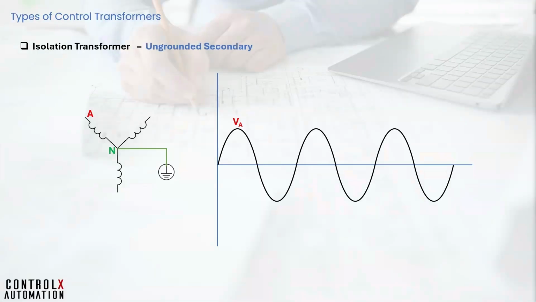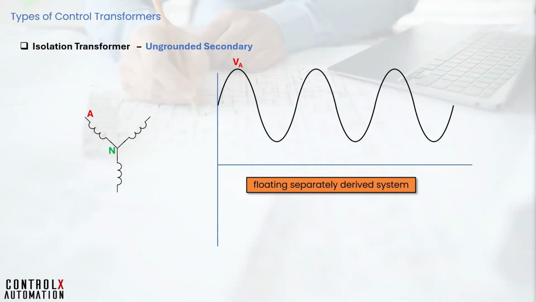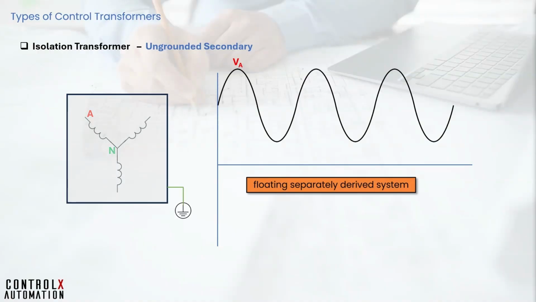On the other hand, we can get an ungrounded system by removing the secondary ground connection from the neutral on a Y secondary. This results in a floating output that is not referenced to ground. Here I am only showing one of the three phases, but all three phases are floating with respect to the ground. This is called a floating separately derived system. Note that the term ungrounded only refers to whether the transformer neutral is bonded to ground or not. The transformer frame and enclosure are still grounded as per applicable standards.